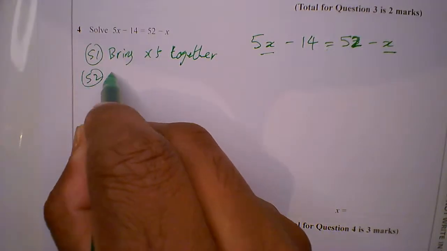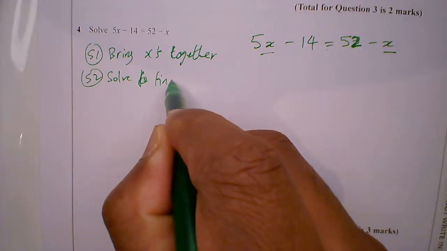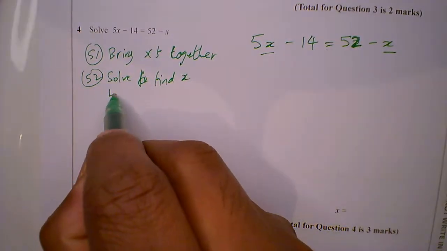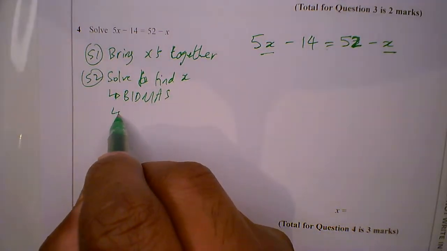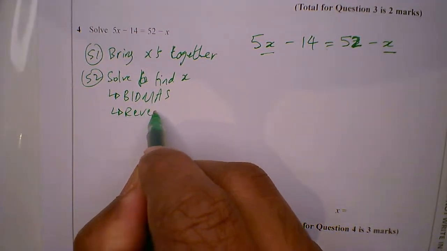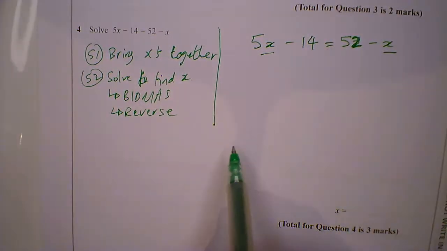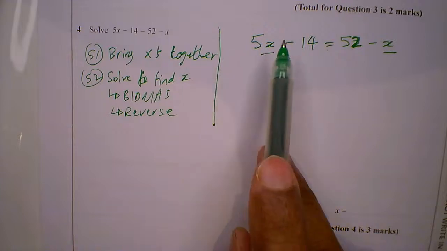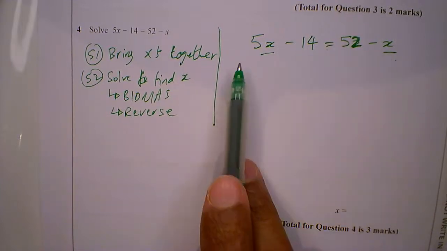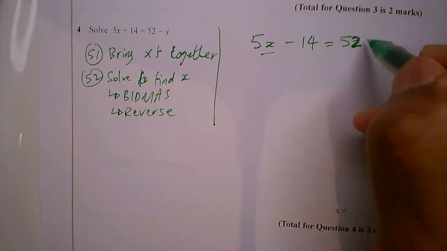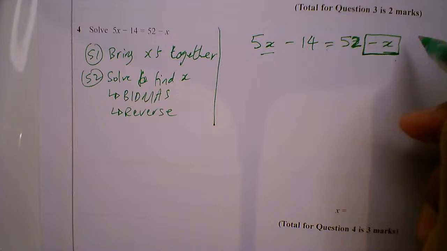So step 2 is solve to find x. And usually that is BIDMAS in reverse. So what we've just done, we do the opposite of that. So step 1 is we've got 5x here and minus x there. So I'm going to choose the smaller x. So the smaller x is minus 1x. I choose the smaller one so that I don't have to work with negatives.